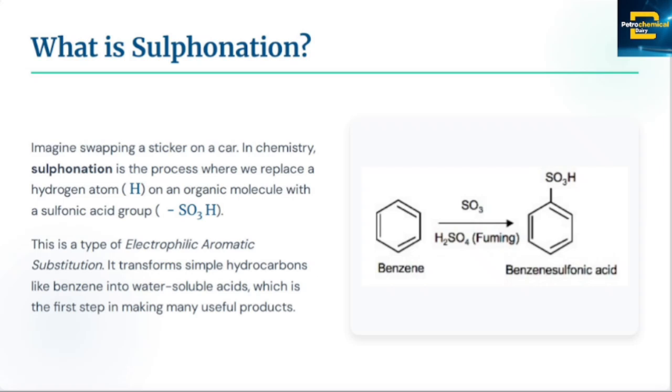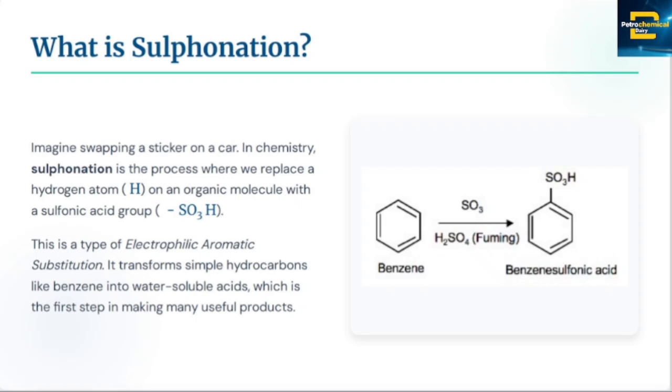Now let's look at the diagram here. We are looking at the sulfonation of benzene, so we make use of benzene as the organic molecule. We know that benzene has 6 carbon and 6 hydrogen. According to the definition of sulfonation, we replace one hydrogen, so this benzene loses one hydrogen. That means the remaining 5 hydrogen are here.